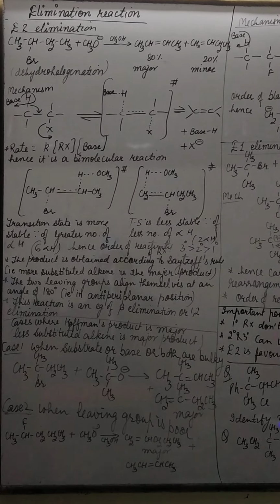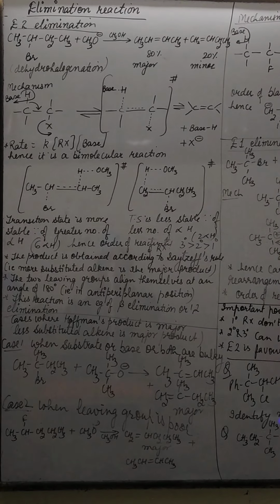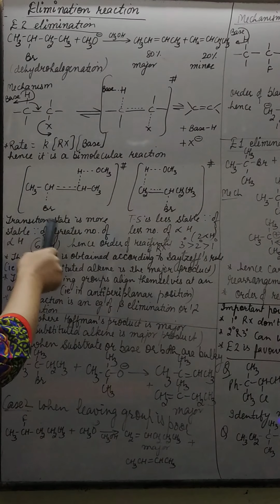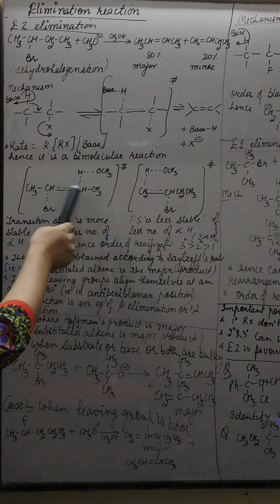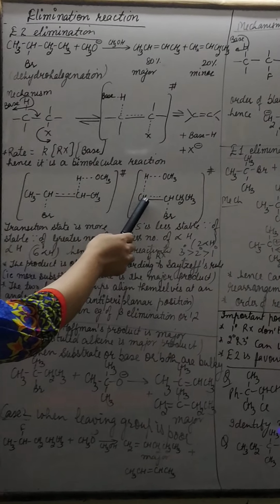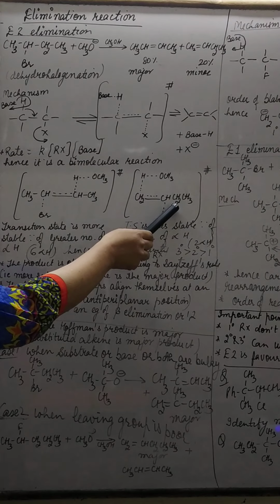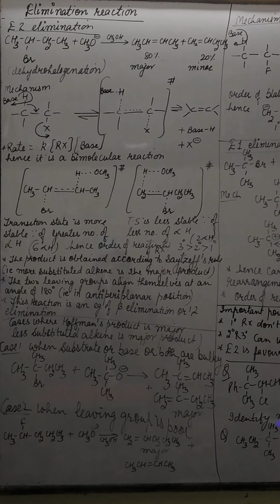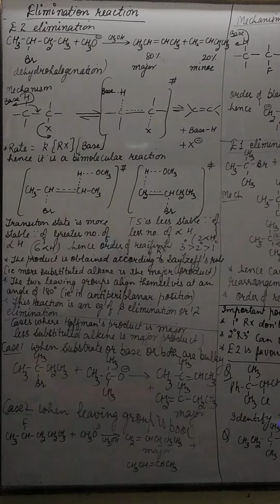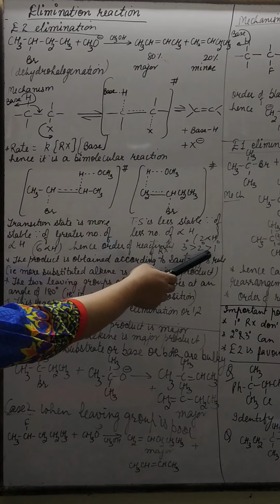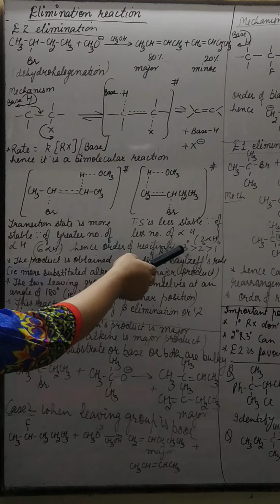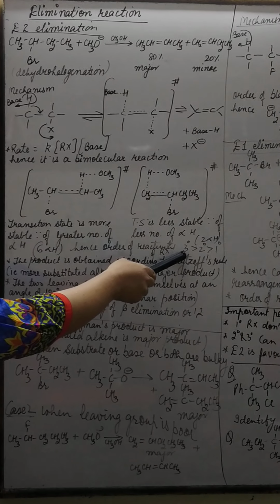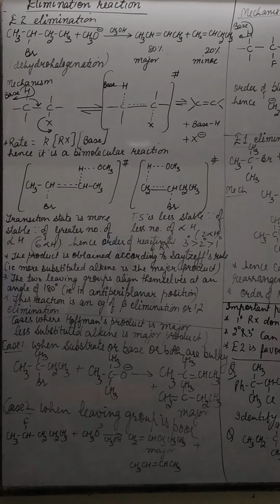The stability of alkenes is determined by hyperconjugation. So this transition state is more stable because it has 6 alpha hydrogens, while this transition state is less stable because it has only 2 alpha hydrogens, as we can see. Therefore, the reactivity order is 3 degree greater than 2 degree greater than 1 degree. It is simply because the greater the stability of the transition state due to hyperconjugation, the easier is the product formation.